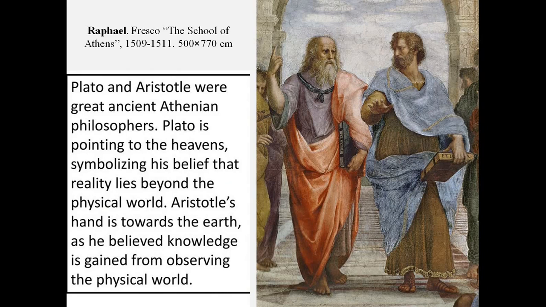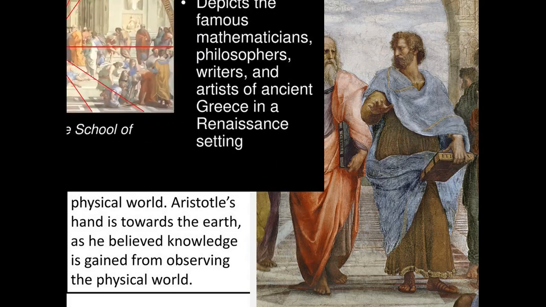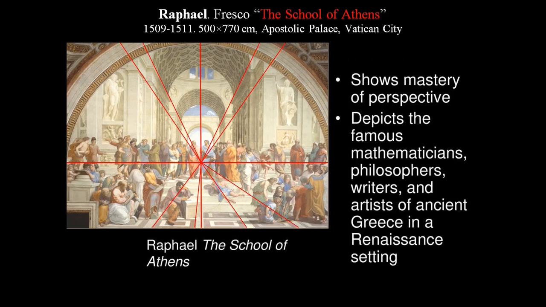Despite the fact that this is a very huge fresco, with a scale of 5 meters by 7.7 meters, in general it is also very detailed. Let's now consider some compositional features and the usage of perspective. The artist here really showed again his mastery of perspective, both linear and aerial. He depicts writers and philosophers of ancient Greece in a typical Renaissance setting.